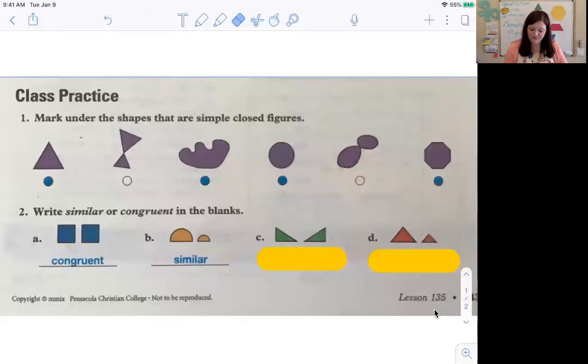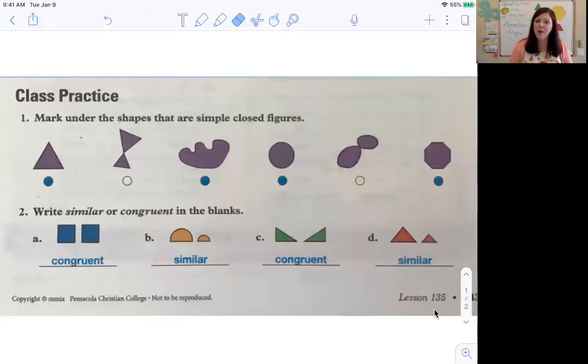Letter C, they are congruent. Now your eyes might have played a little trick on you, but if we were to take that triangle and fold it over the other triangle, we would find that they are a perfect match. The exact same shape, the exact same size. They've just been mirrored a little bit. They're congruent though. And for the last one, they're similar. They have the same shape. They're both triangles, but their sizes are different.